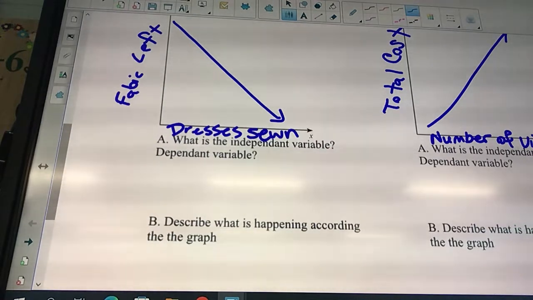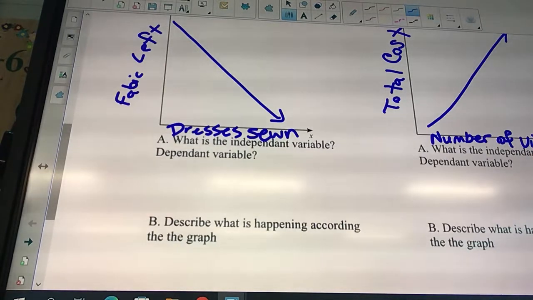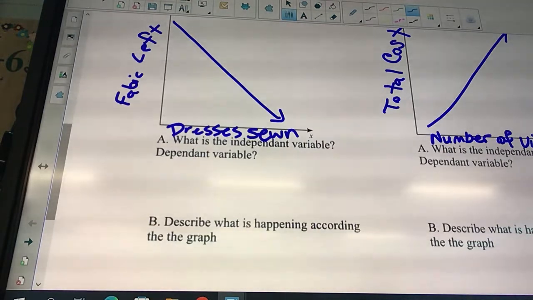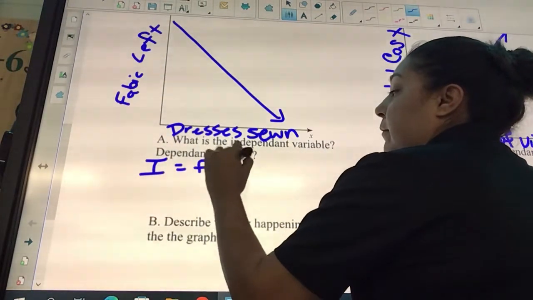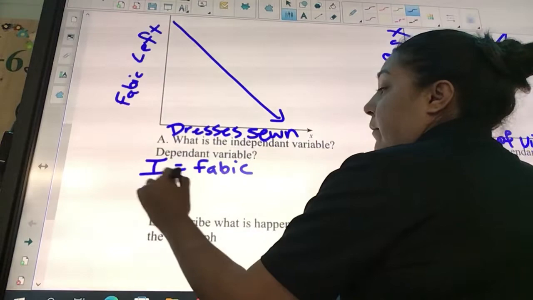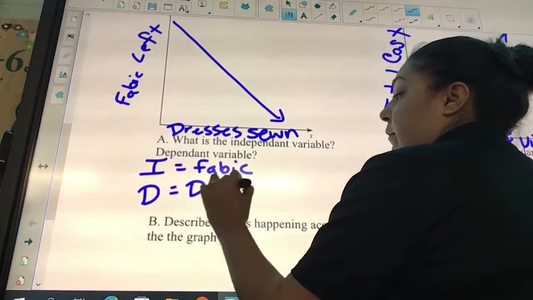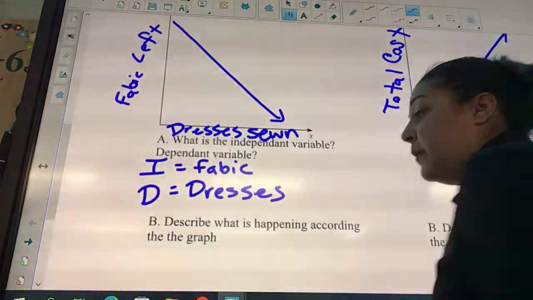The dresses do depend on the fabric. Why? You need the fabric to make the dresses, right? Can you make any clothes if you have no fabric? No. Okay, so our fabric is going to be independent, and our dresses is going to be dependent.